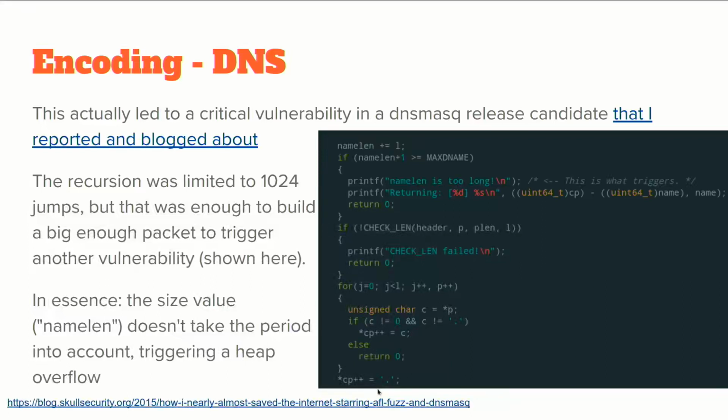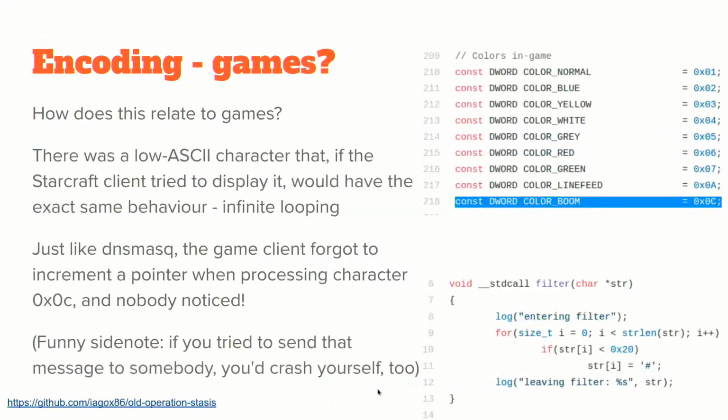But with the recursion, you could set up a very specific recursion such that it adds 100 bytes, then loops 1024 times, and therefore it adds 1 million bytes to the packet, and therefore you can overfill a heap. So very indirectly, this encoding bug and this length bug, whatever you want to call it, led to a stack overflow. So that's kind of a really neat vulnerability with encoding in the real world. Then let's look at one in games.